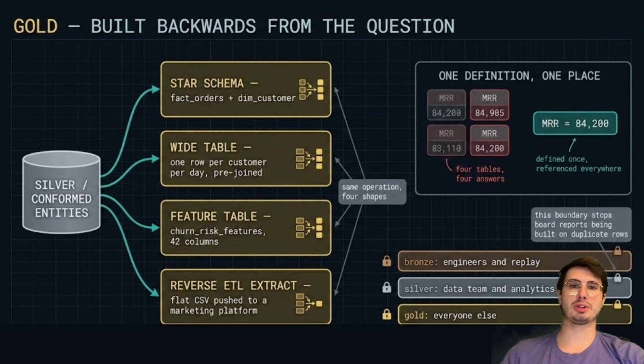And then one other nuance worth knowing is that gold tables are usually the cheapest layer to rebuild because everything they depend on is already clean and sitting in silver. So you can be much more relaxed about changing gold than changing bronze. And if a definition changes, you rebuild gold from silver and then you're just done in minutes.